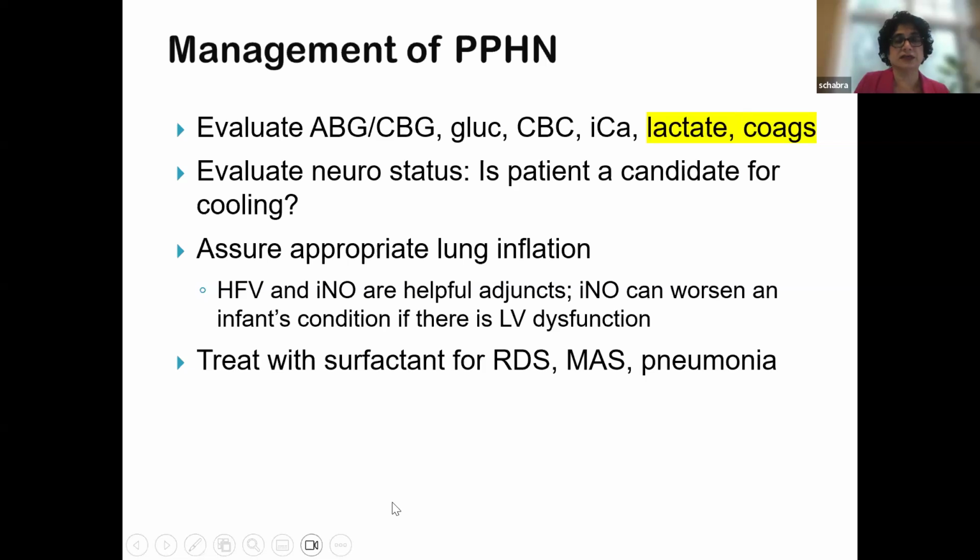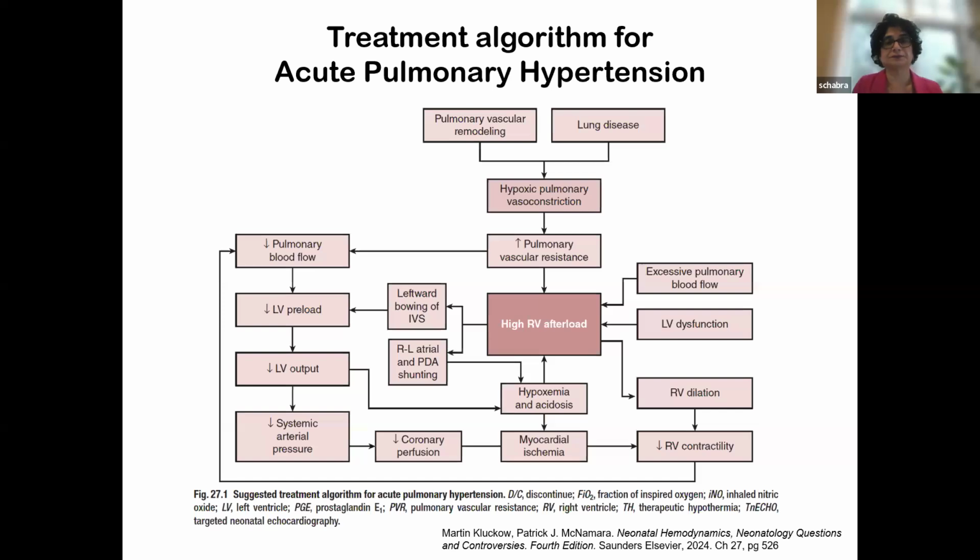High frequency ventilator, particularly the oscillator, is very helpful, and inhaled nitric oxide. Of course, a contraindication to inhaled nitric oxide is if there is any left ventricular dysfunction. And then treat RDS, meconium aspiration, and pneumonia with surfactant.